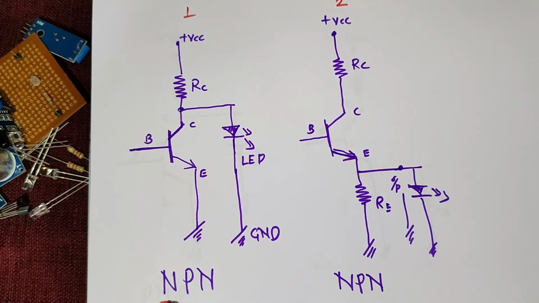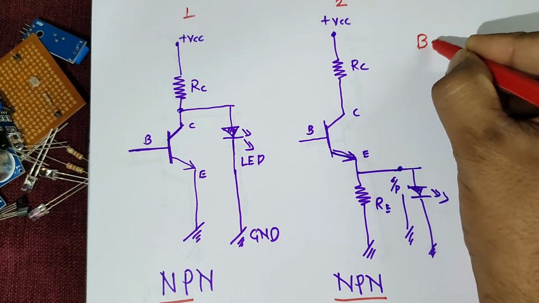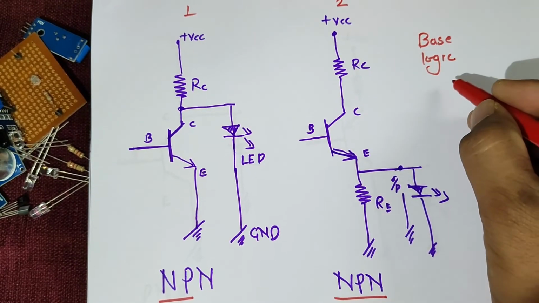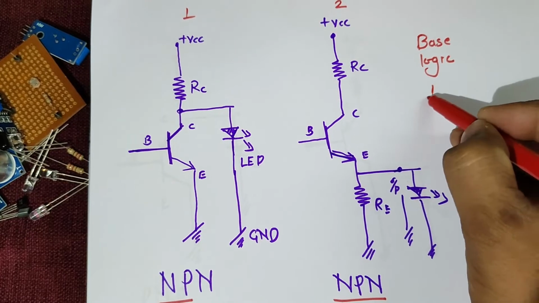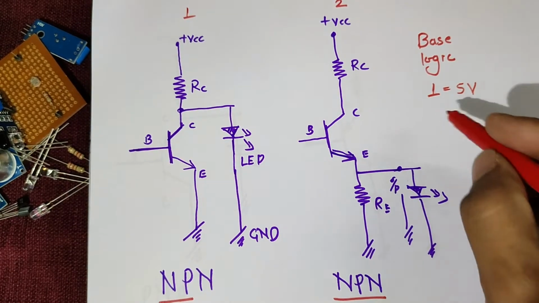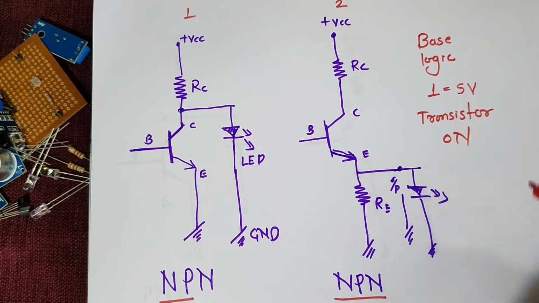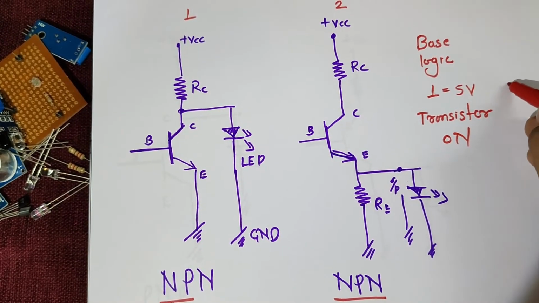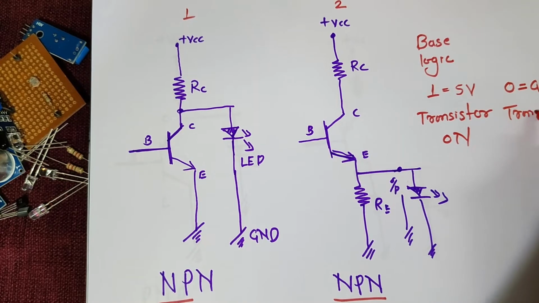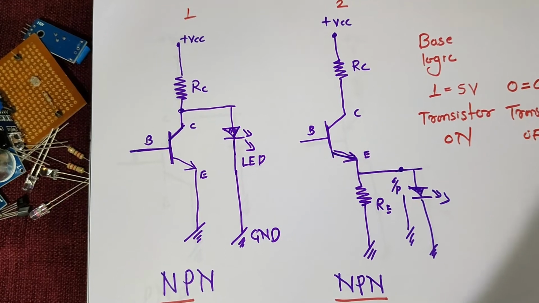Okay, now basically this transistor is NPN. So in the NPN, when the base logic is 1, that is maybe equal to 5 volt, then the transistor is on. And if the base logic is 0, which is equal to ground, then the transistor is off. Now let us see the condition.